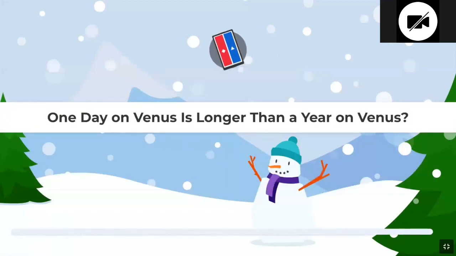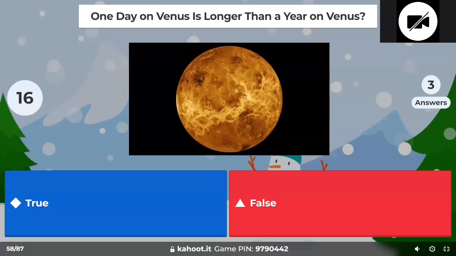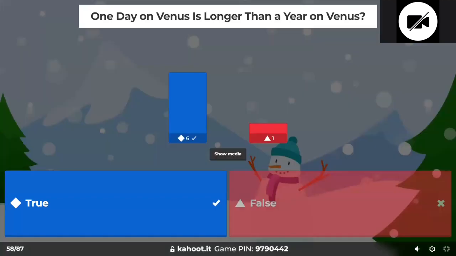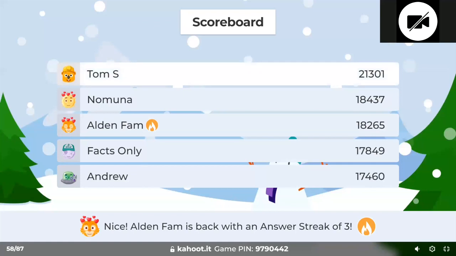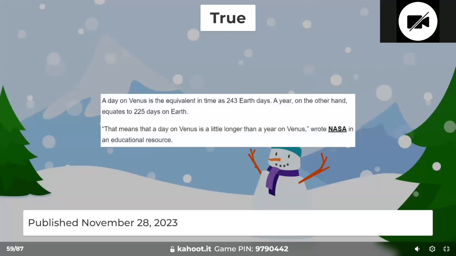Next question. One day on Venus is longer than an entire year on Venus. And that is true. I didn't know this when I did this, but Venus spins so slowly on its axis that one spin around its axis takes more time than one revolution around the sun. That one spin takes 243 days for one Venus day. A year is 225 Earth days to go around the sun. Science, right?